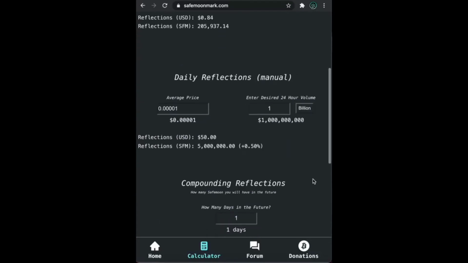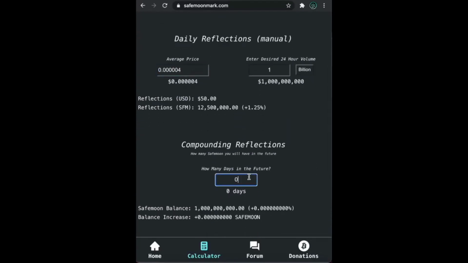Okay, now if we put $1 billion in for volume and see what happens in 2 years, we get a pretty wacky result.